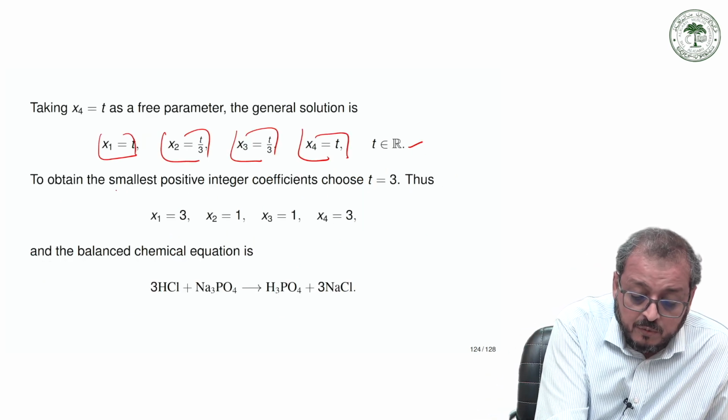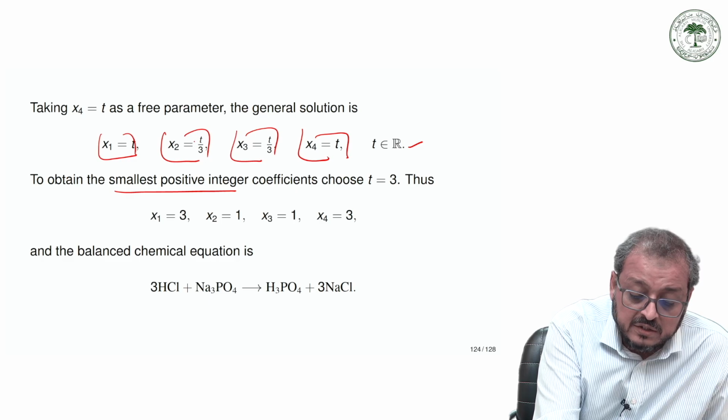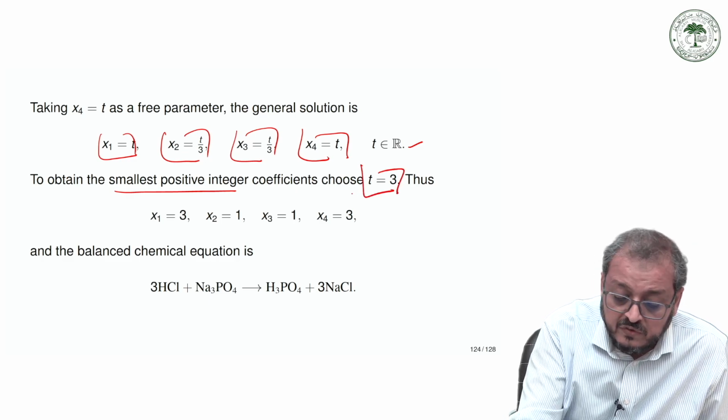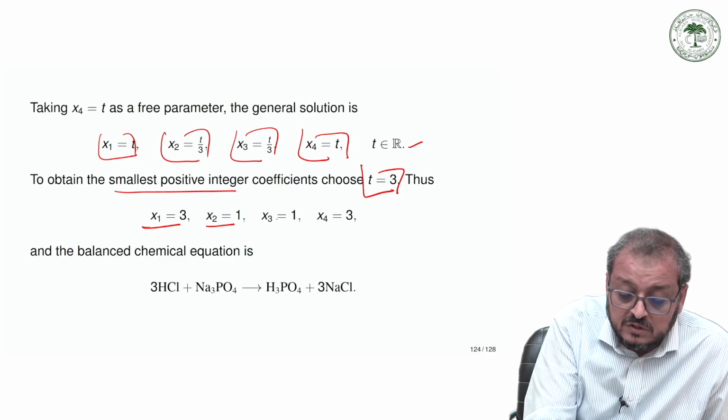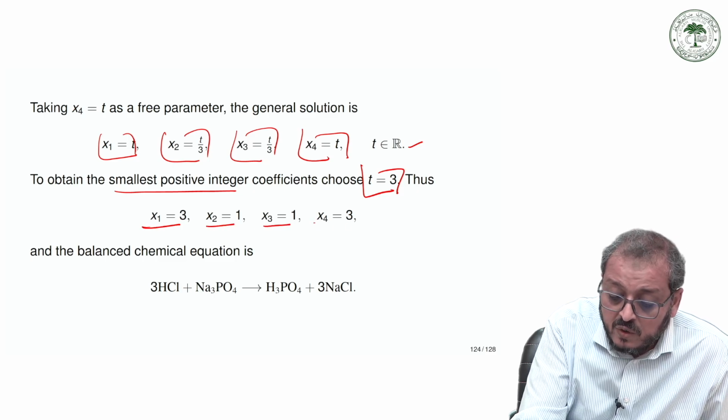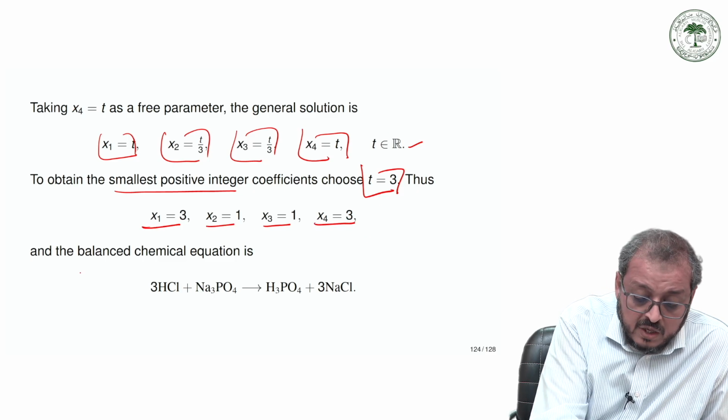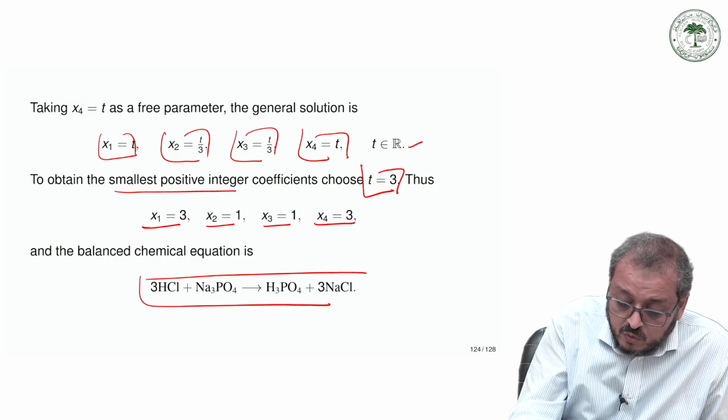Now obtain the smallest positive integer solution. If t is equal to 3, we get the smallest positive integers. So x1 is equal to 3, x2 is equal to 1, x3 is equal to 1, and x4 is equal to 4. So the balanced chemical equation is in this form.